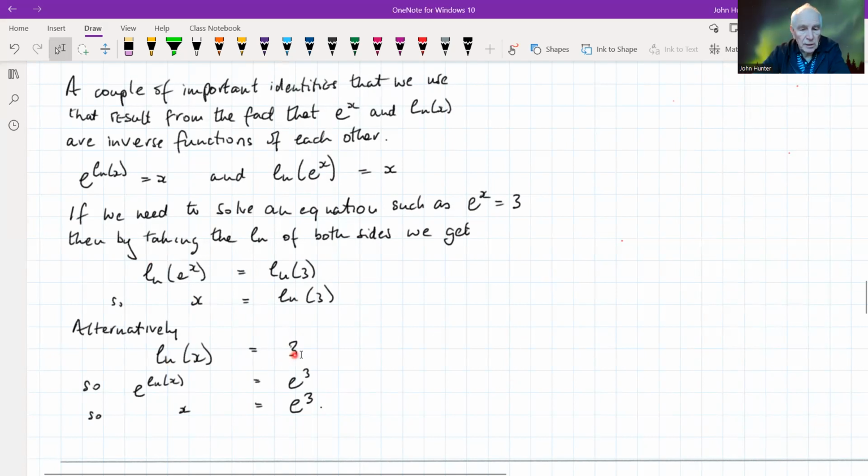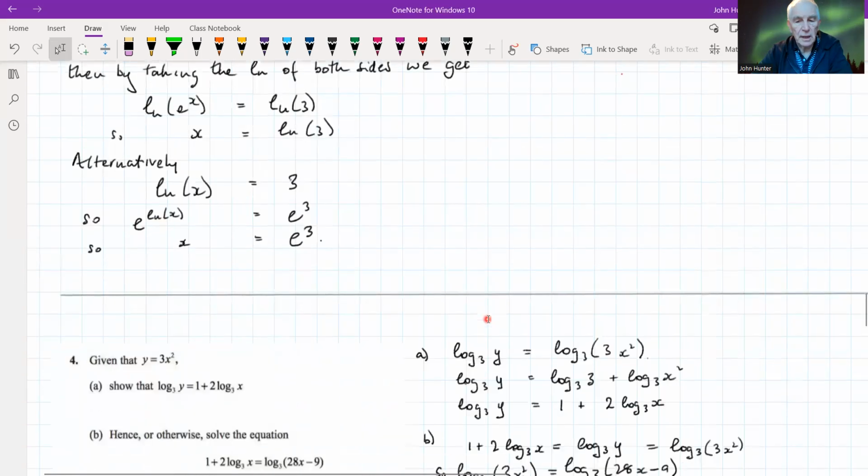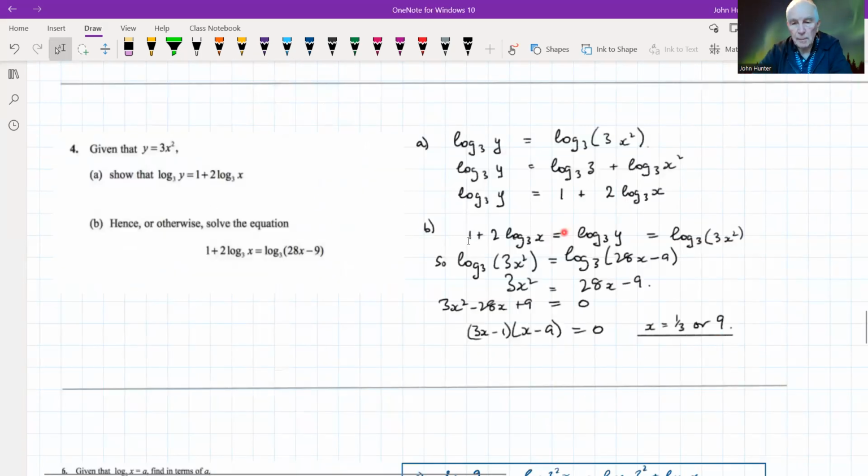And a similar example: if natural log of x is equal to 3, then we could exponentiate both sides. So e to the power of this equals e to the power of this, and this is equal to x, so x equals e cubed. Okay, so that is that. Right, let's have a look at an example.